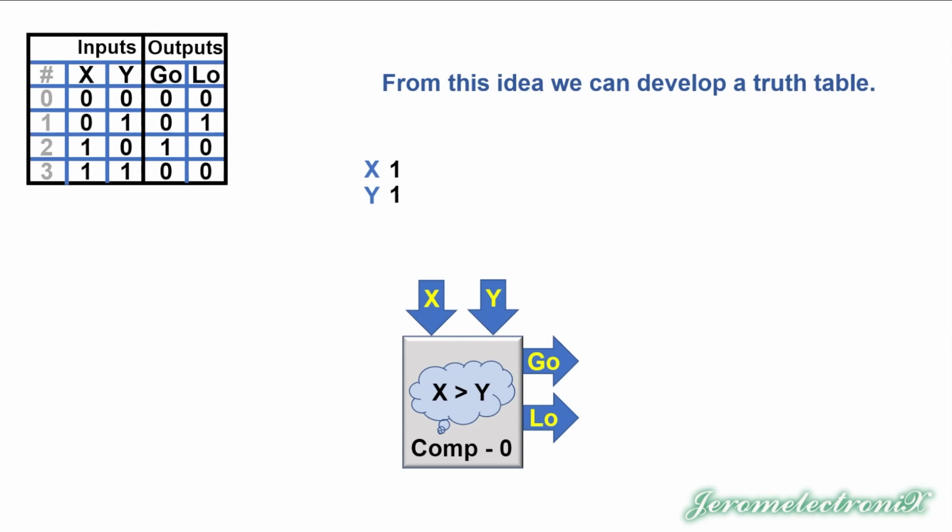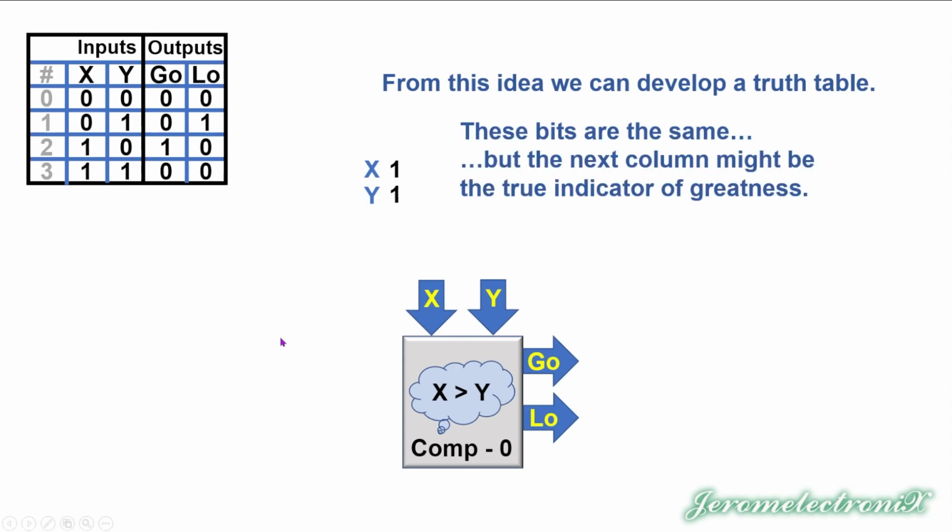Maybe both x and y are zeros, or x and y are both ones, and it just could not tell whether or not one was greater than the other, or x was greater than y, or x was less than y. So it has to go to the next column. Since these bits are the same, the next column might be the true indicator of greatness.